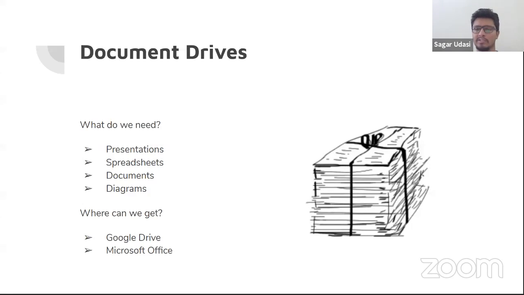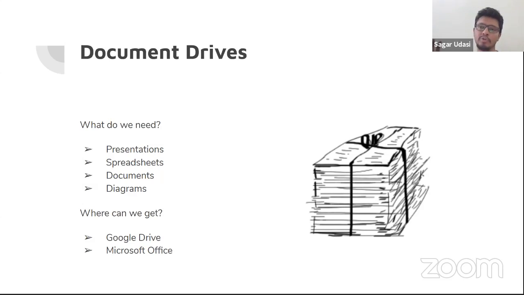Now, where can we get this? A simple answer is Google Drive and Microsoft Office. All of us are using this. But these Google Drive and Microsoft Office are also the best way to share work across the project team members. Here I'm not talking about the local copy of the Word document or the presentation, but having it directly on Google Drive and sharing it across with your team members.